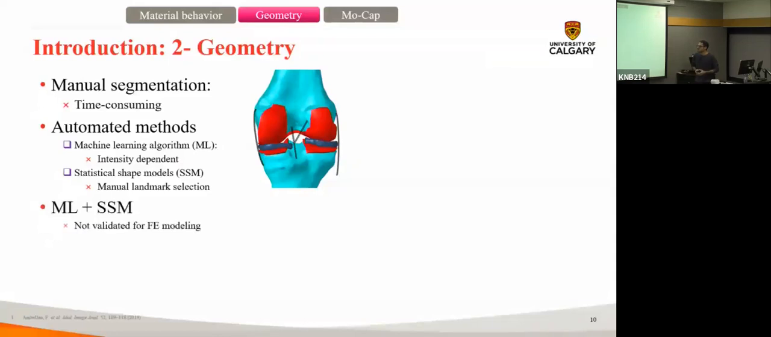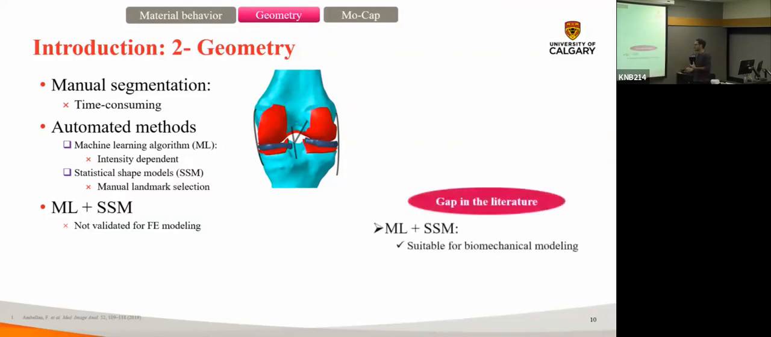In the previous 3-4 years, people have tried to combine these two, machine learning and a statistical shape model, to tackle the problems in each of the previous models. And they are very advanced models, but the problem is that they're not validated for finite element models. They're from computer science. So in our study, we want to propose machine learning plus a statistical shape model that is suitable for biomechanical models.